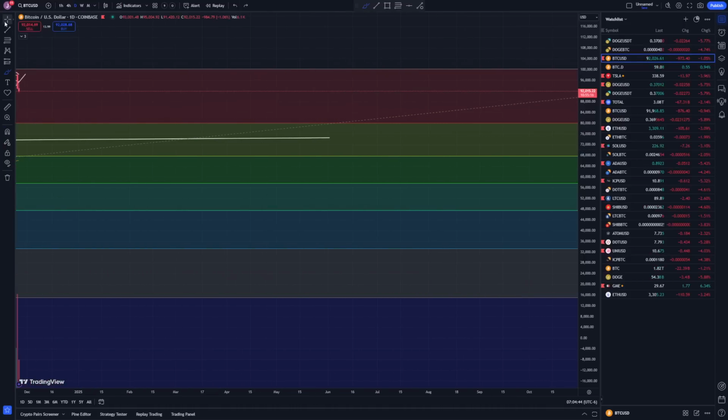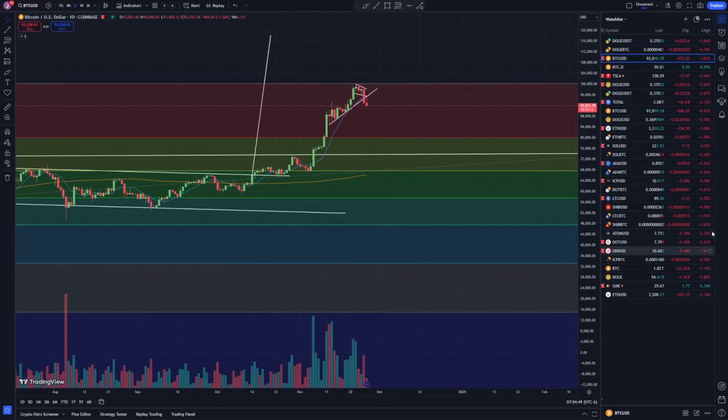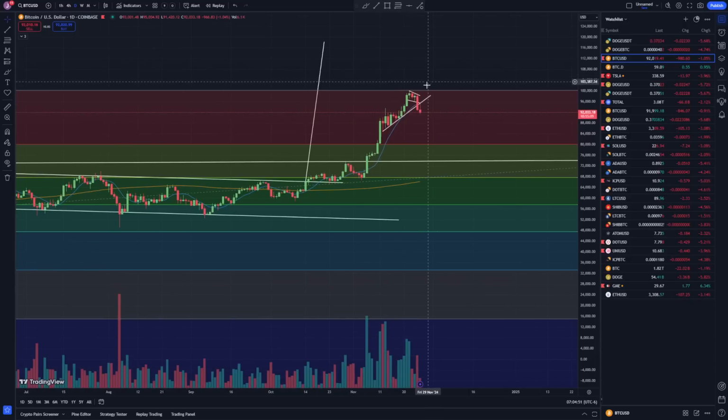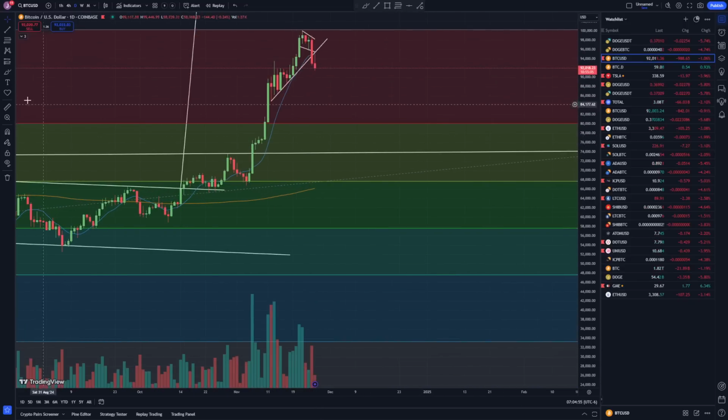Check it out on TradingView. Set up an account, set up the watch list, create a chart and look at it on your own. But right now, like I said, we did break the 9 moving average, which is a bearish signal, kind of.